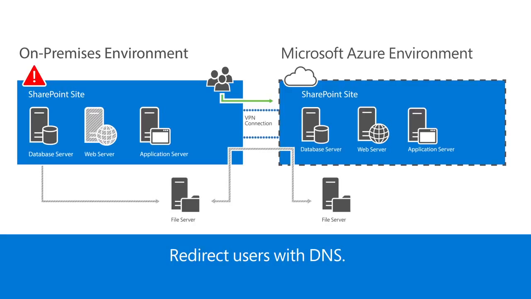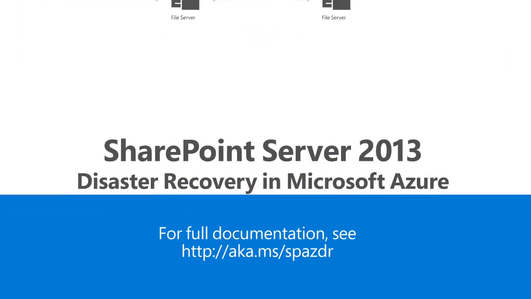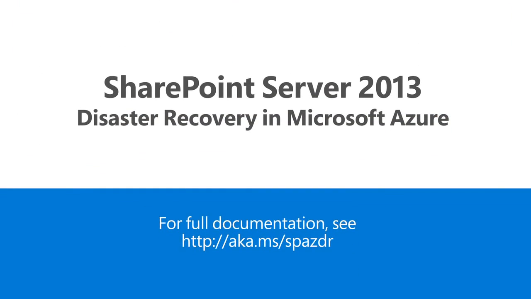At this point, your users can continue to work while you resolve the original problem in the on-premises environment. You can reverse this process to switch back to on-premises at your convenience. For the full details about this Azure-based SharePoint disaster recovery configuration, see aka.ms/spazdr.